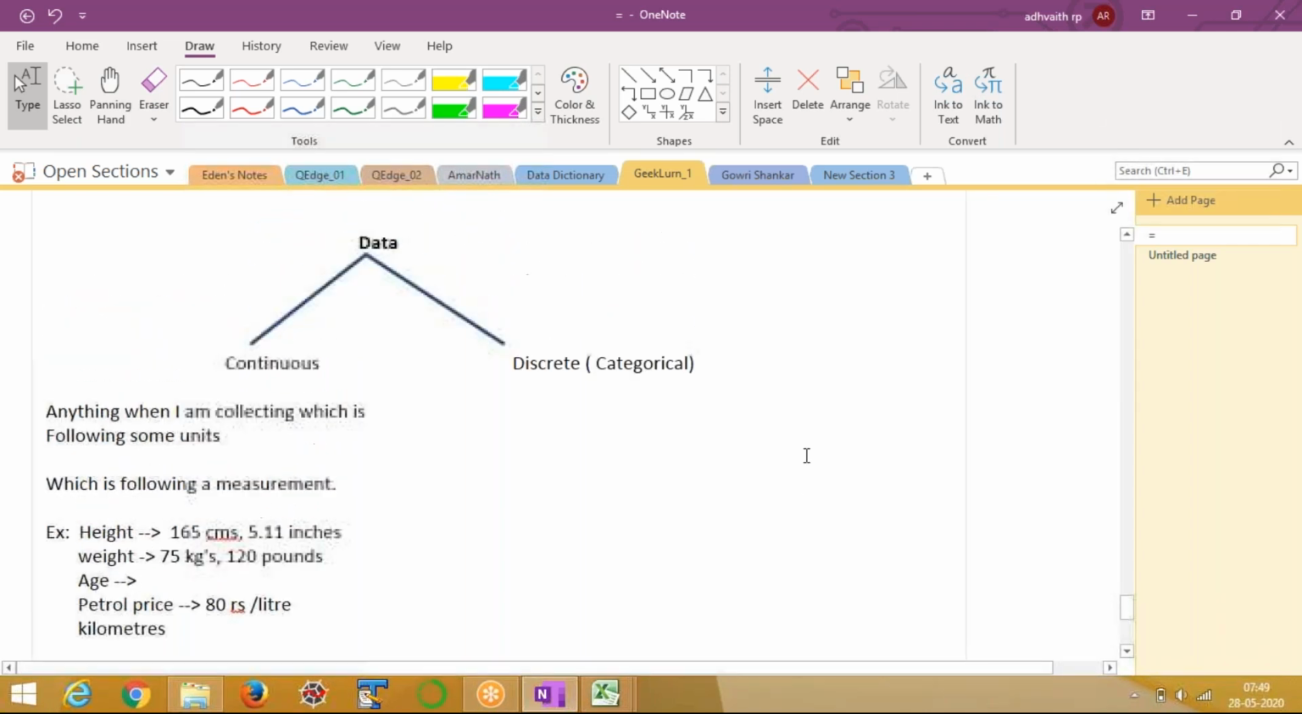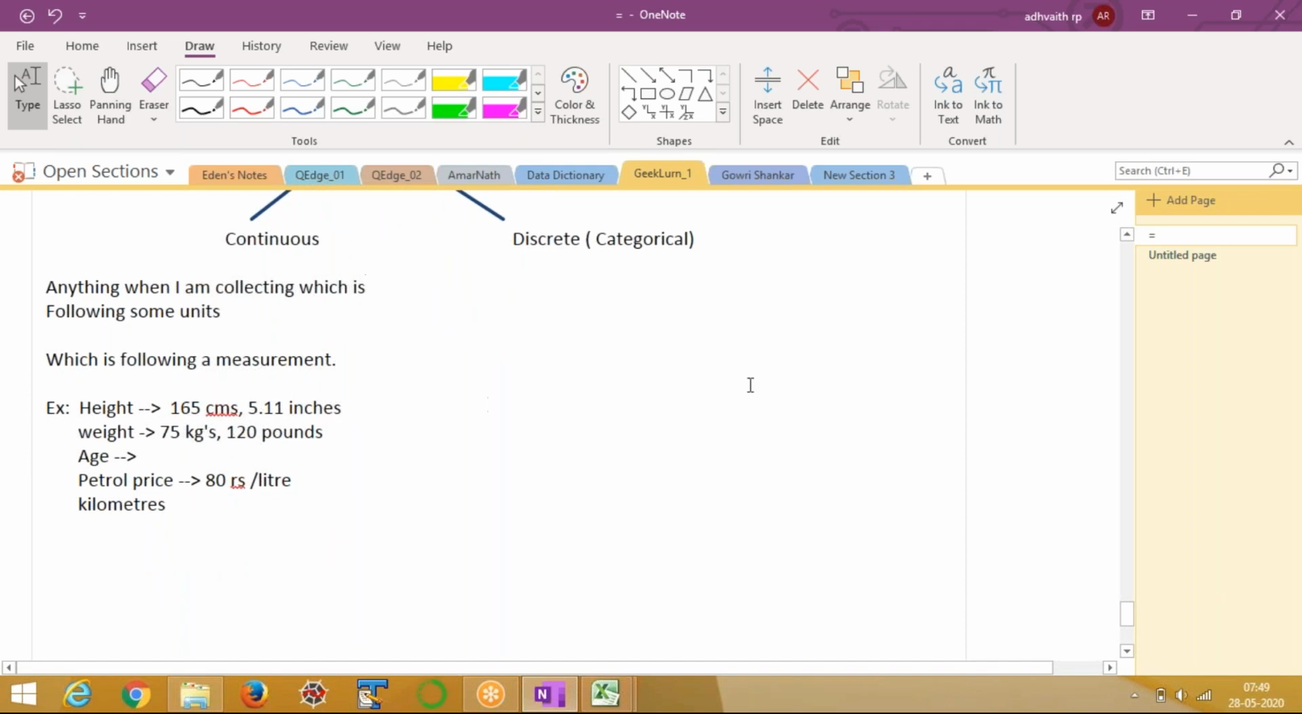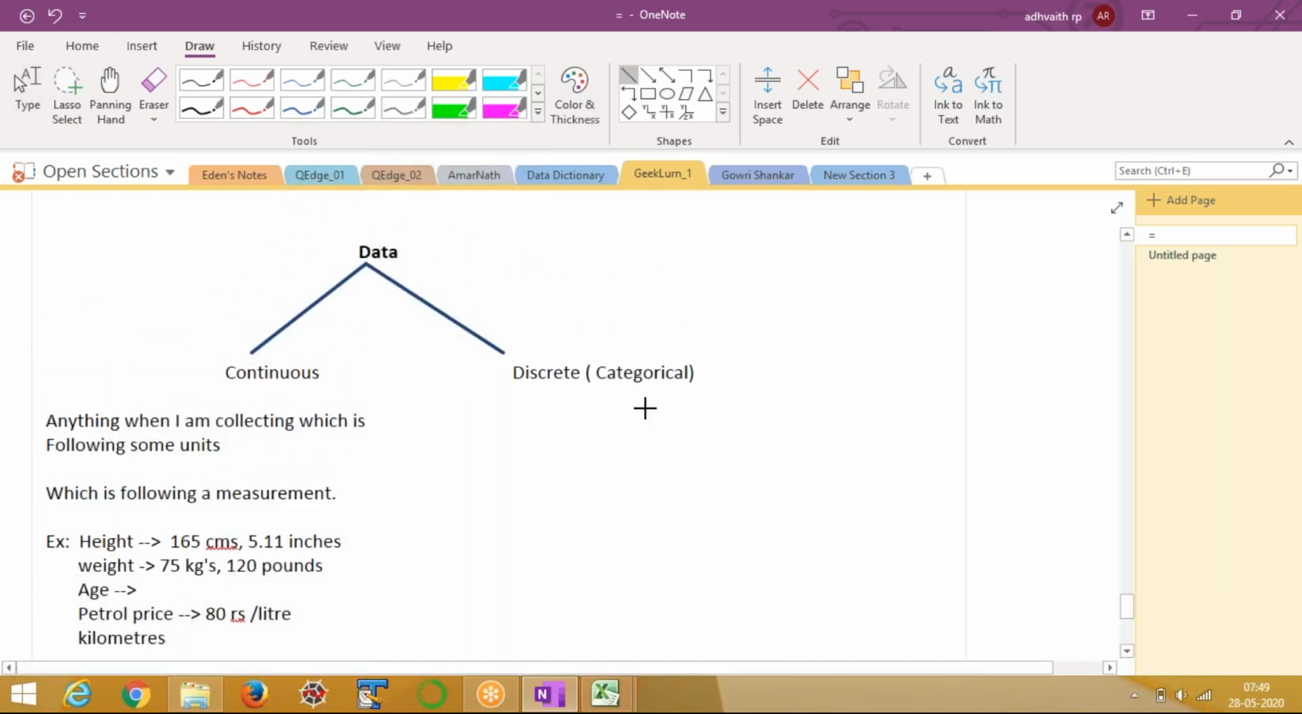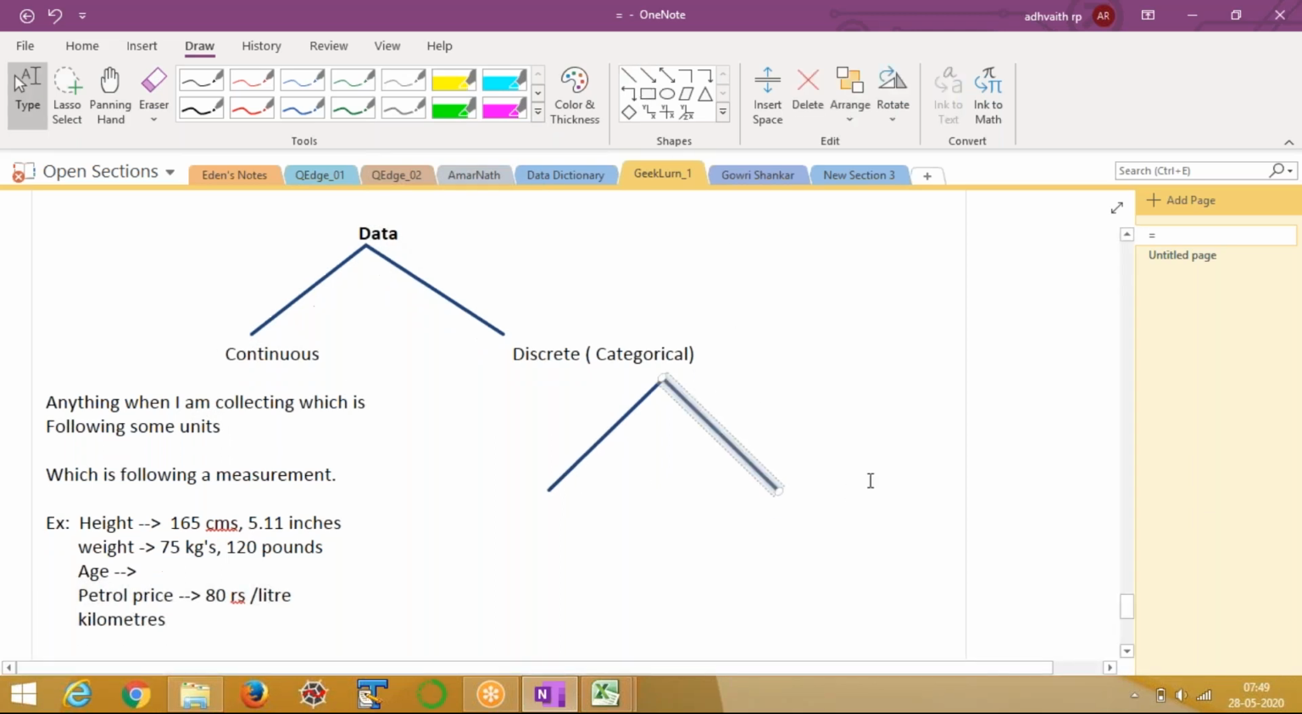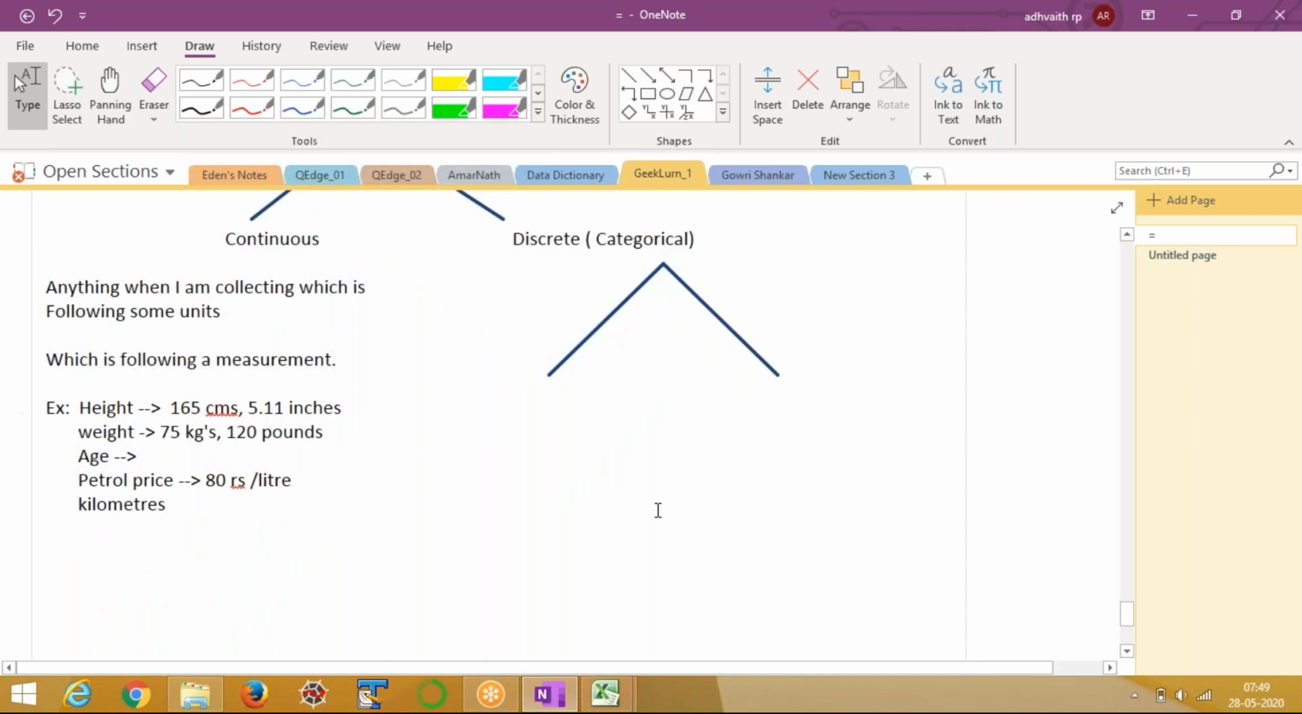All right, come back. What is discrete? Hope this is clear now. Everyone is clear? So what is discrete? Again, discrete has two types: countable data, and another one is classification data.